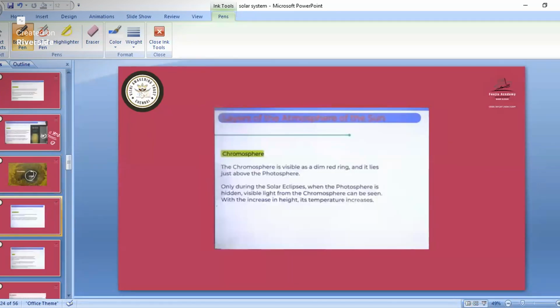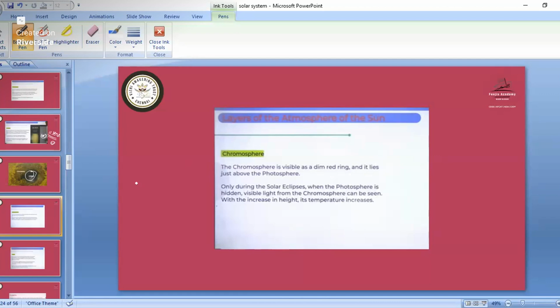Now we will study the fifth layer of the sun, the chromosphere. The chromosphere is visible as a dim red ring, and it lies just above the photosphere. The visible light we receive from the sun is from the photosphere, not the chromosphere. Only during a solar eclipse, when the photosphere is hidden, can visible light from the chromosphere be seen. Remember this phenomenon.